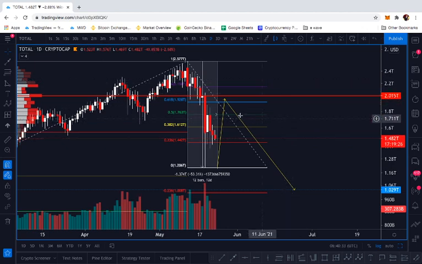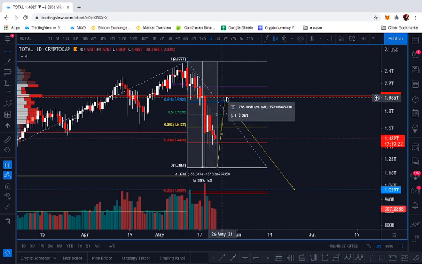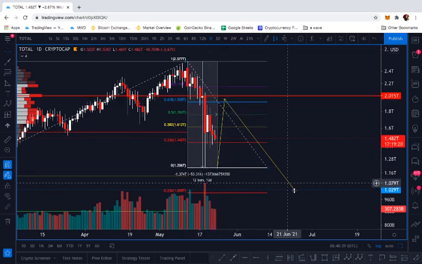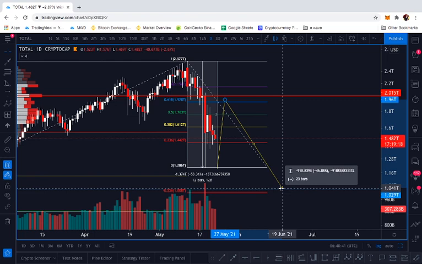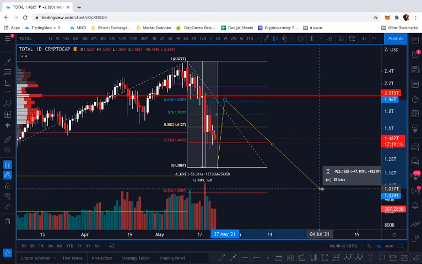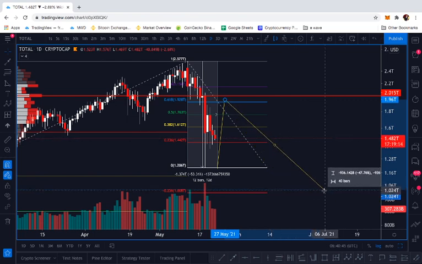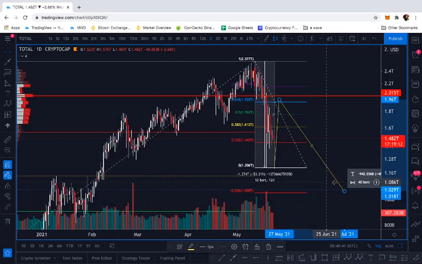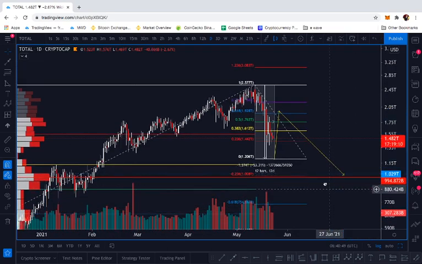Okay, so let's say that tomorrow does bounce. It bounces into that 61.8 like we've already done, and then we see a huge C wave down. I think it was 40%, and it also hit its 61.8.